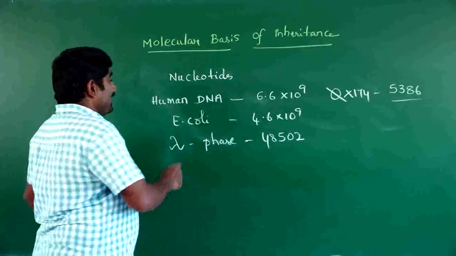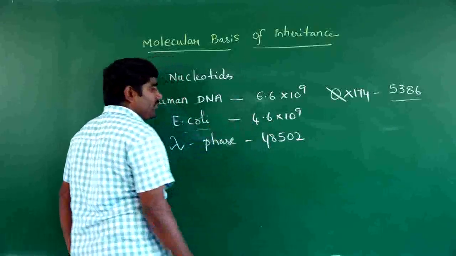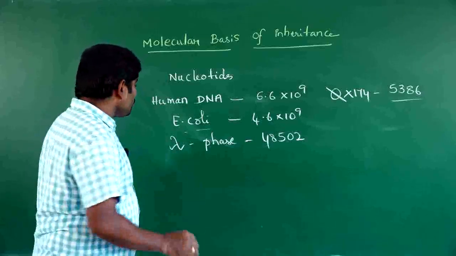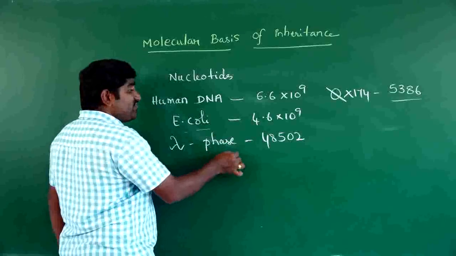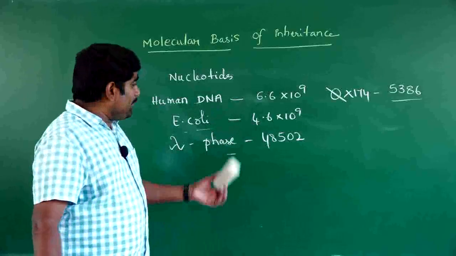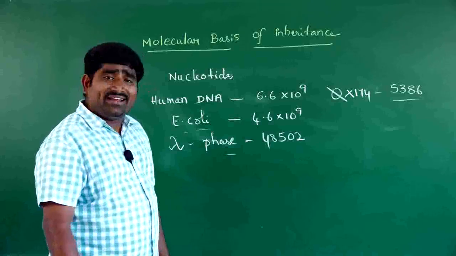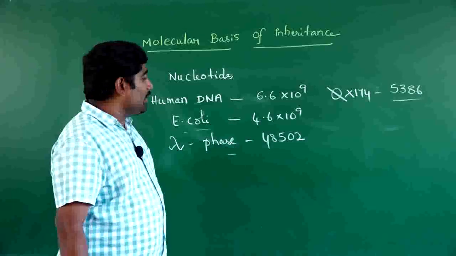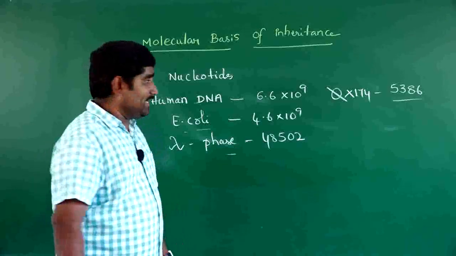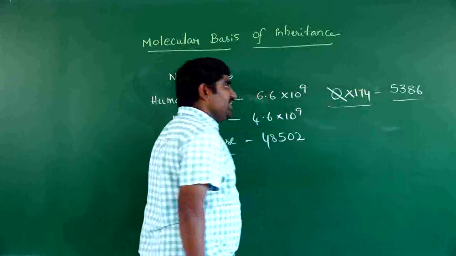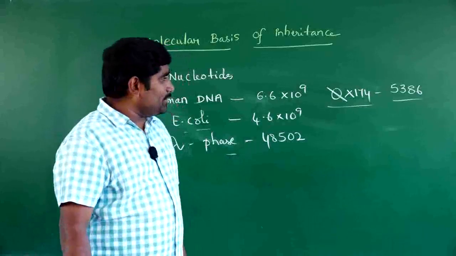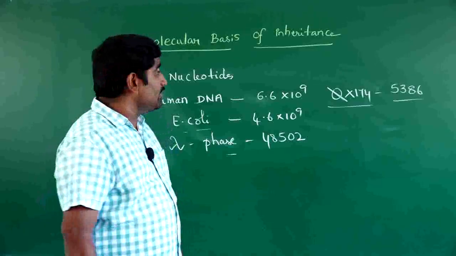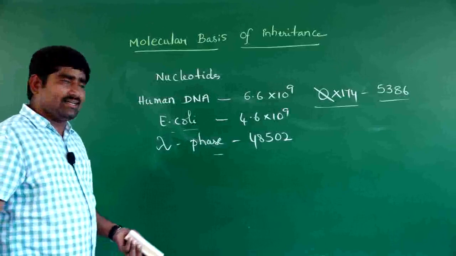Next, let us see E. coli. E. coli DNA is made up of 4.6 x 10^9 nucleotides. Lambda phage DNA is made up of 48,502 nucleotides. And the phi X174 bacteriophage DNA is made up of 5,386 nucleotides.